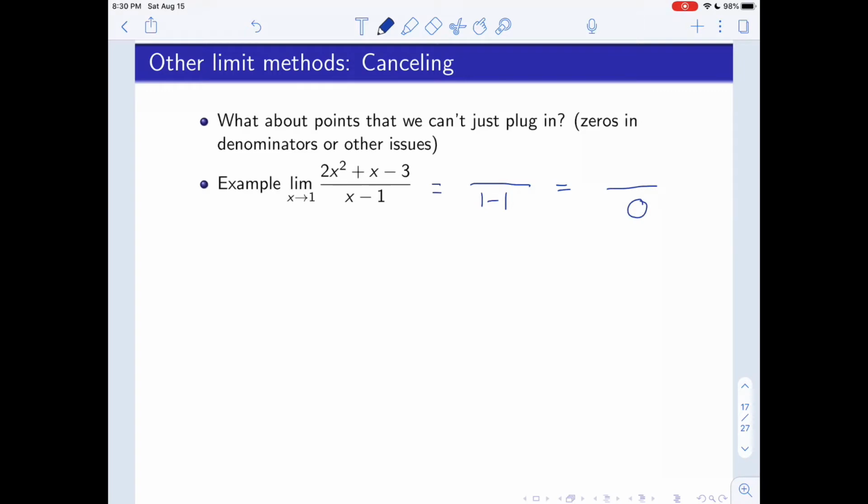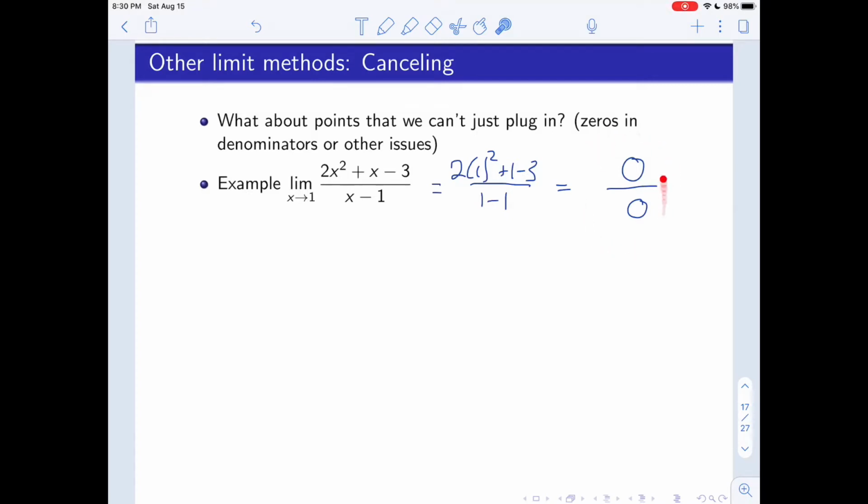But what would you get in the numerator? Let's just see. You'd get 0 also in the numerator. Now, one of the things that this means is that this function is not continuous at x equals 1. It turns out it's got an asymptote there. And so plugging in 1 doesn't work because it's not continuous.